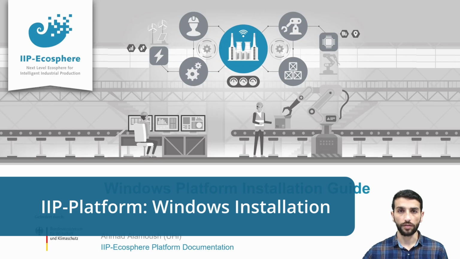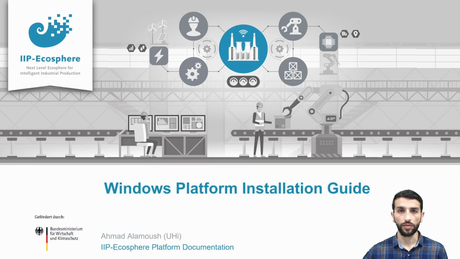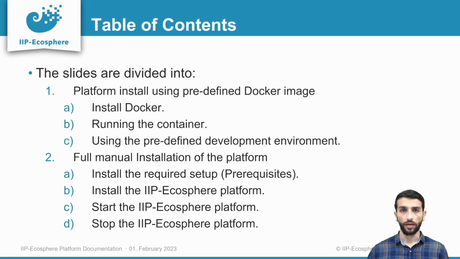This presentation is a guide to install IIP-Ecosphere platform in Windows environment. There are two forms of installing the platform: the predefined Docker image and the full manual installation of the platform. The predefined Docker image is preferred for development application, while the full manual installation of the platform is preferred to be used to run the developed application.